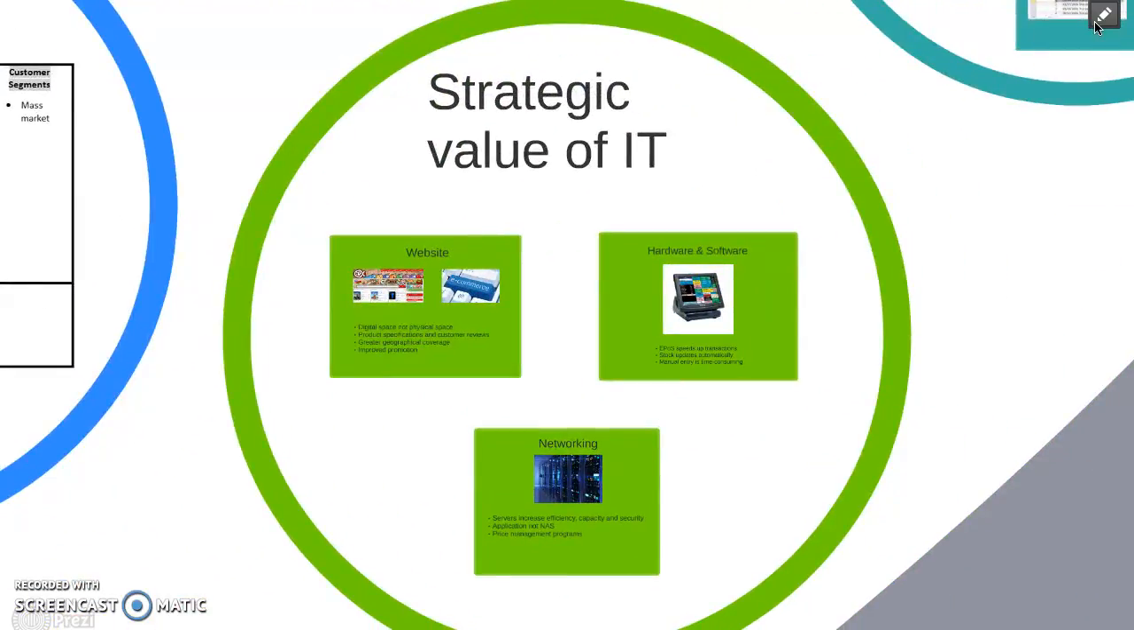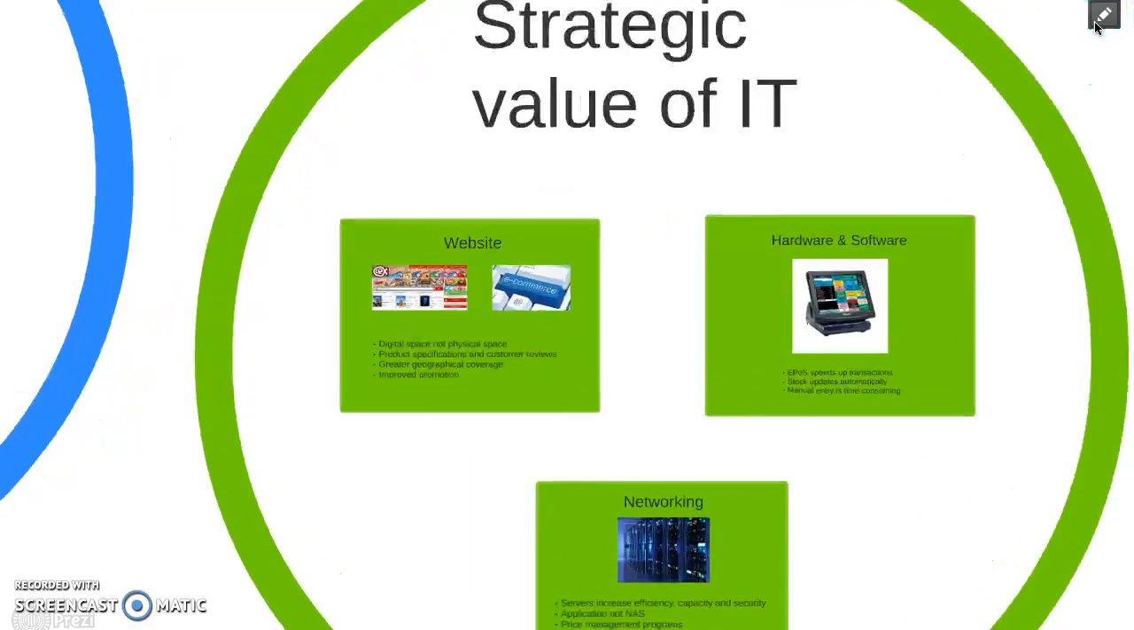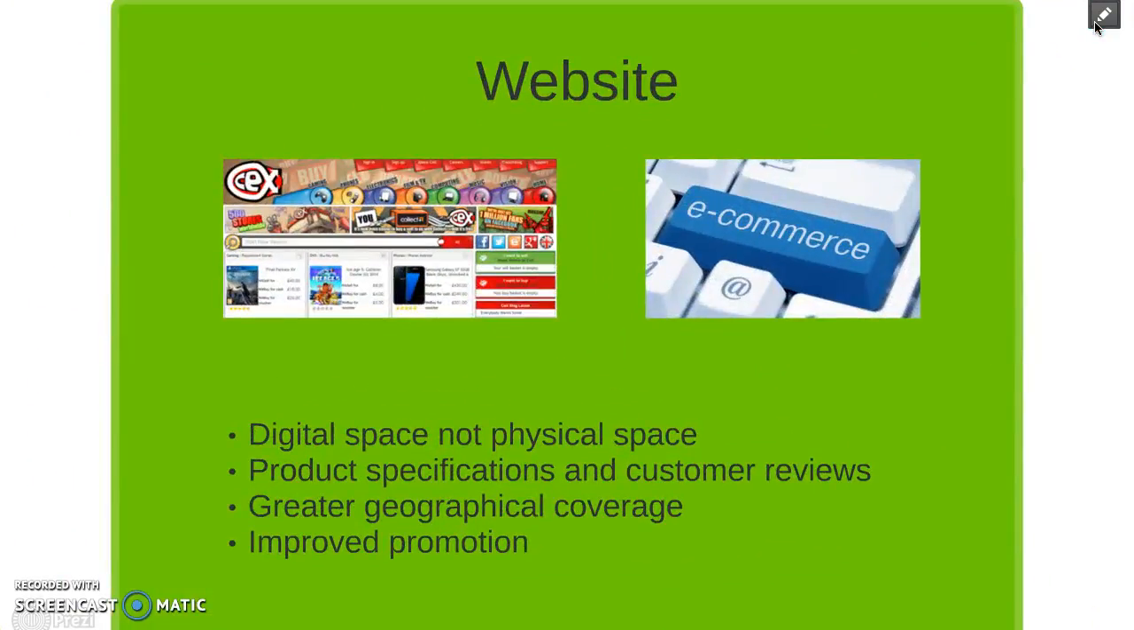In this section, I'm going to be talking about the strategic value of IT to CEX. This has four main components: the website, hardware, software, and network via servers. Technology platforms such as the internet are at the basis of how CEX operates. Their website enables visitors to buy, sell, and check the stock of products.